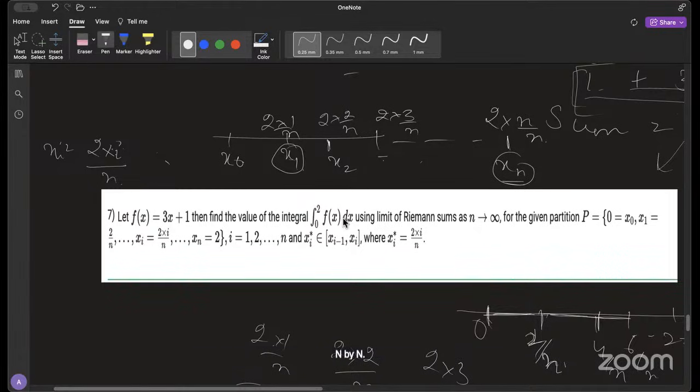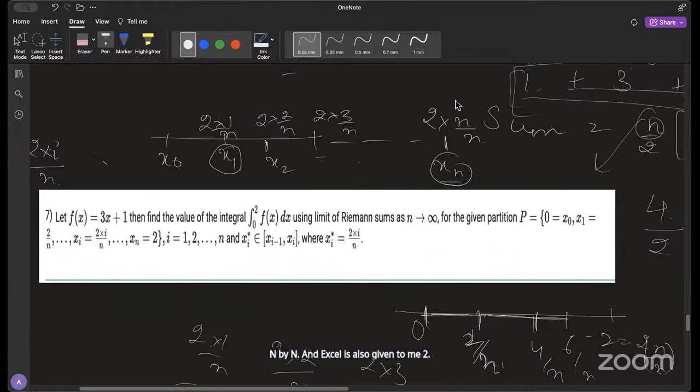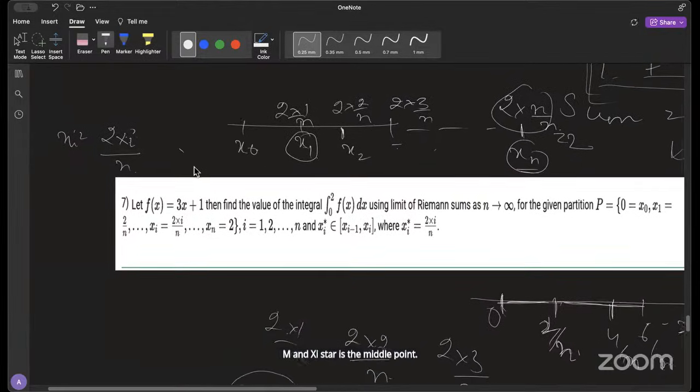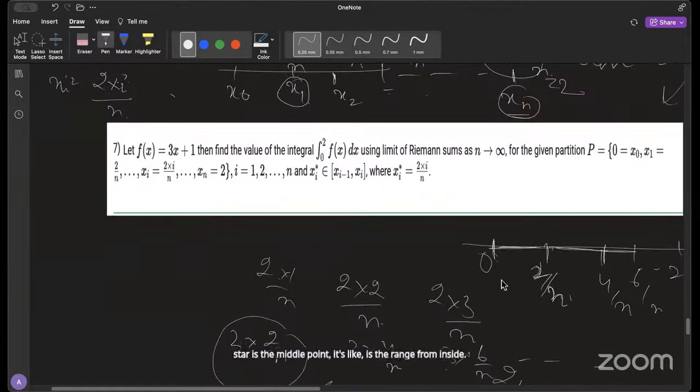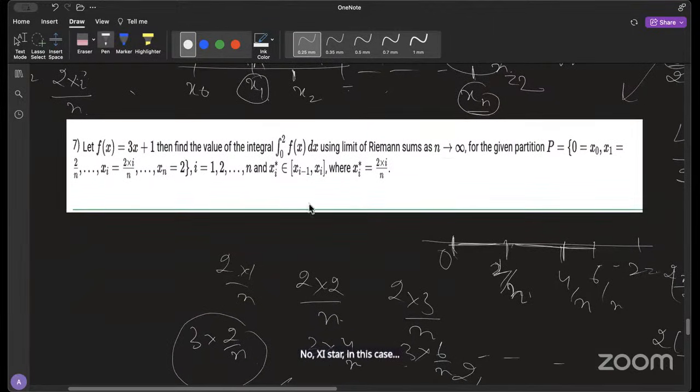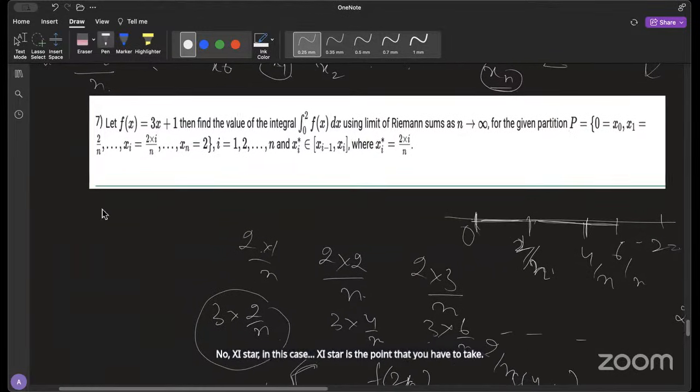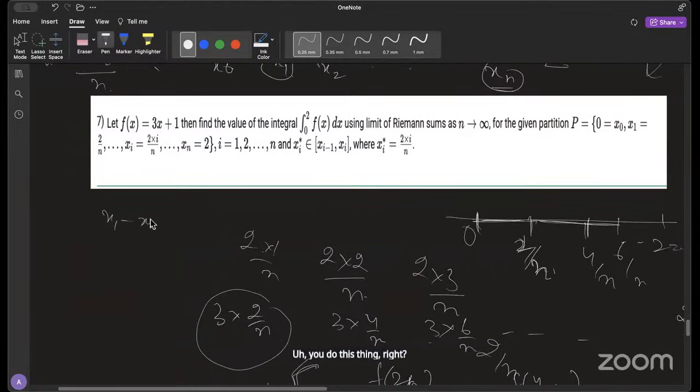And xn is also given to be 2. So from here you can also see that it's 2. Is that okay? Yes, ma'am. And xi star is the middle point. It's the range from xi-1 to xi, and xi star is the point that you have to take. You do this thing, right? x1 minus x naught into f(xi star). So the point at which you have to take, for right hand Riemann sum, this point is x1.